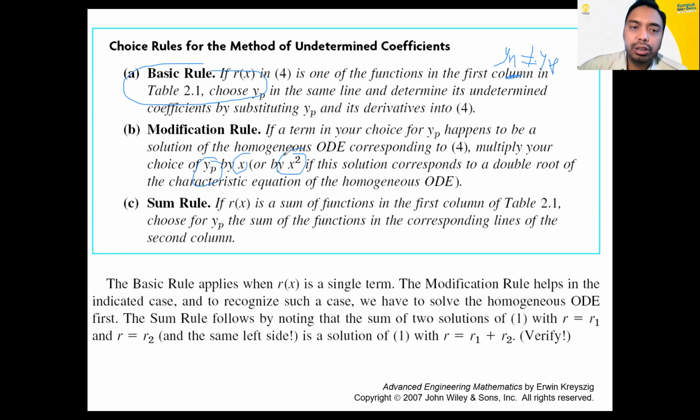And rule number 3, the sum rule. If R(x) is not a single function, meaning it has summation or subtraction of terms, then your choice of y_p, or the solutions, are also combinations, summation or subtraction, of the functions in R(x).